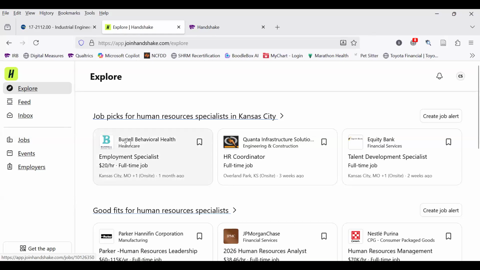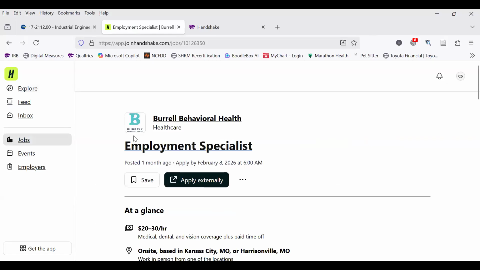They should all have, or most of them will have, a predetermined structure for their job description, because these are used for legal reasons. For example, when we have to do compliance. So most organizations write them in the same way. I just clicked on this one from Burrell Behavioral Health.